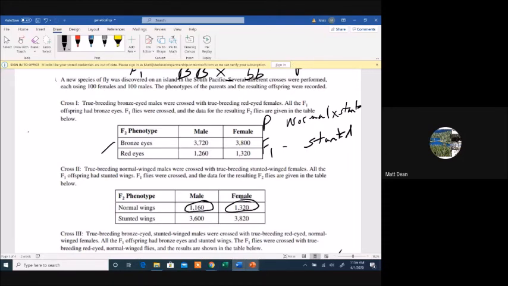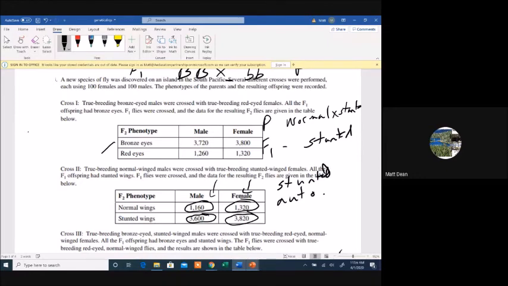Male and female normal wings, similar numbers. Stunted wings, male and female, similar numbers. So similar ratios. Again, that leads us to believe that stunted is probably dominant. And since the male to female ratio is pretty much the same, that leads us to believe that it's probably also autosomal. So I would also say that stunted wings are probably an autosomal dominant trait.